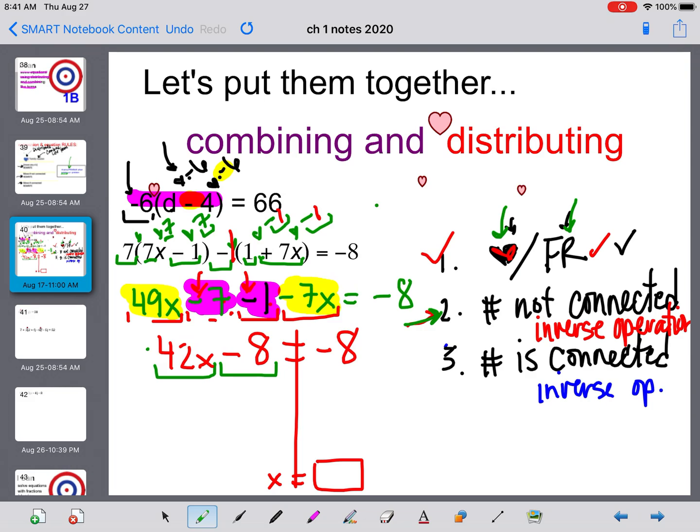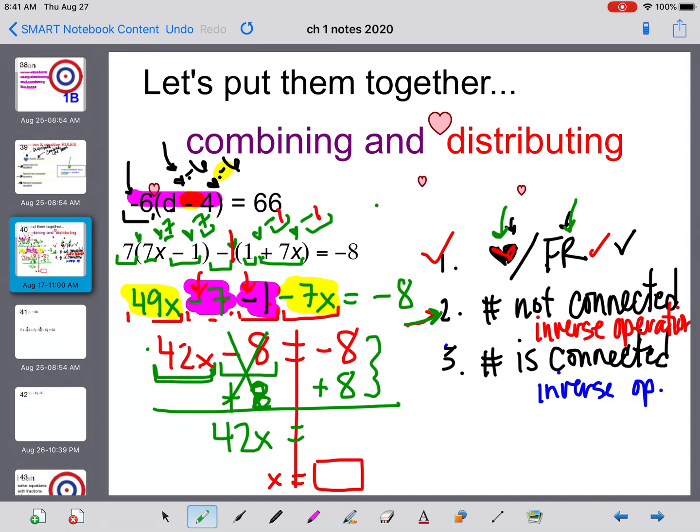Okay, so I want to remove the -8 first. Because it's a -8, I'm going to add 8. Oh, not 2. I'm going to add 8 to make it go to 0. And I'm going to add 8 on the other side of my equals sign. -8 plus 8 goes to 0. And there I don't need to put the 0 in here because 0 plus 42x is just 42x.